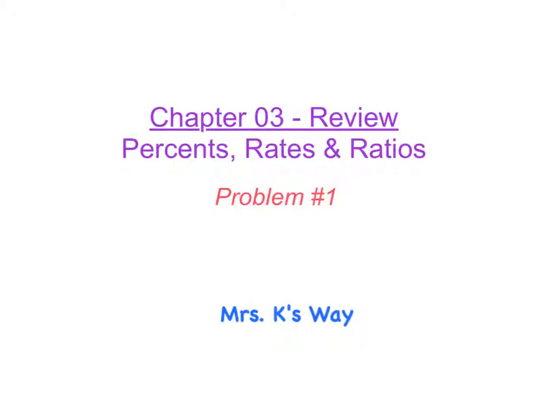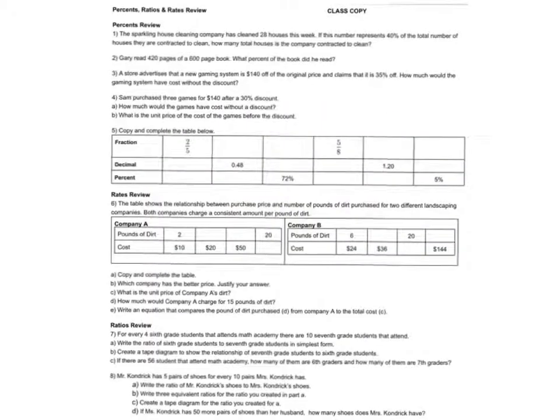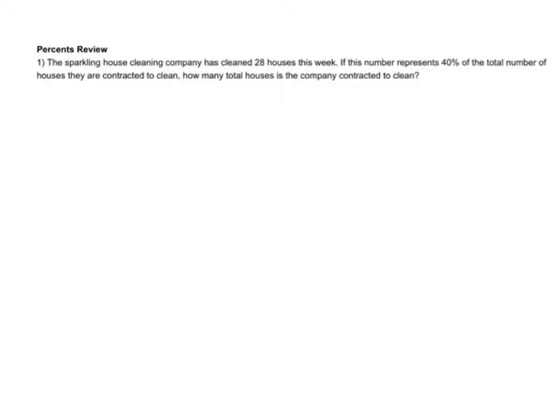Today I'm going to be covering problem number 1. To remind you, this was our worksheet, and we are going to be talking about number 1, the Sparkling House Cleaning Company. The question states, the Sparkling House Cleaning Company has cleaned 28 houses this week. If this number represents 40% of the total number of houses they are contracted to clean, how many total houses is the company contracted to clean?